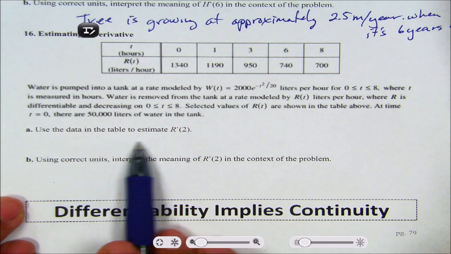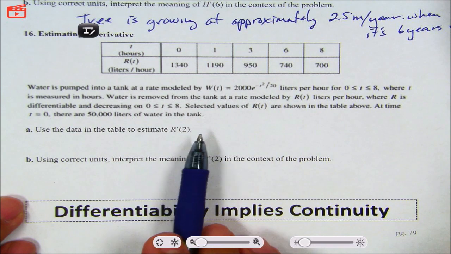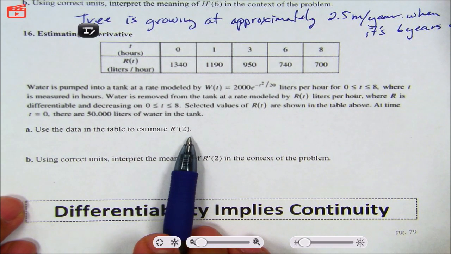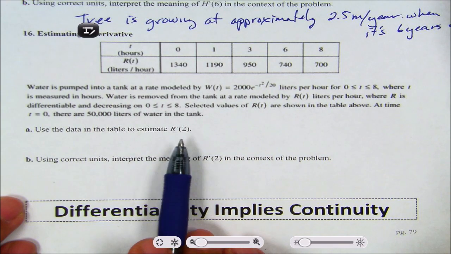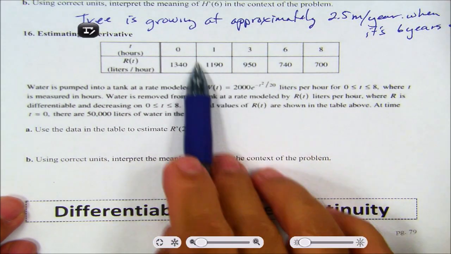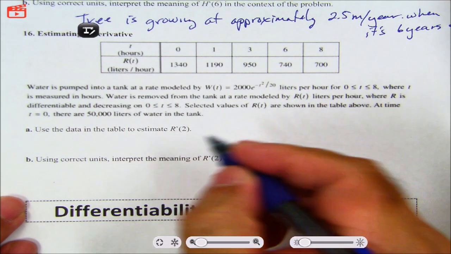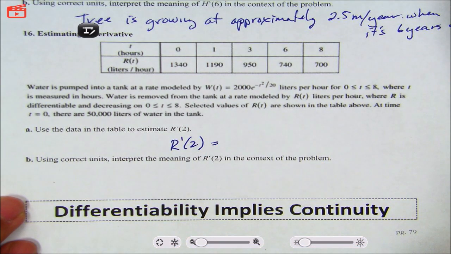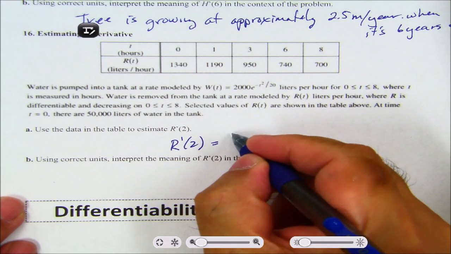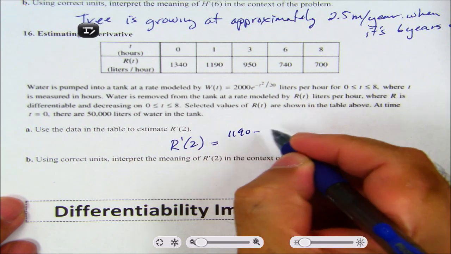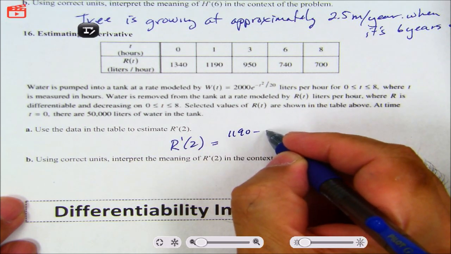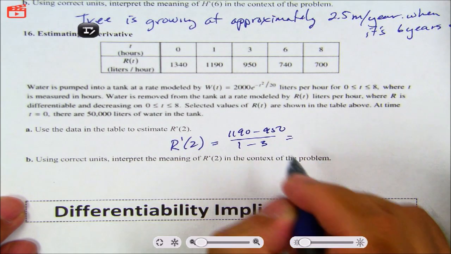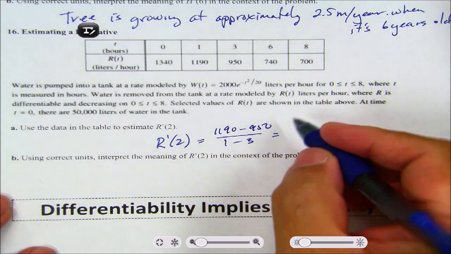All right, use the data in the table to estimate r prime of 2. So this one you just know how to do, right? You've done this already. Just do the slope between these two. You have to do r prime of 2, because it's the answer. Do r prime of 2.